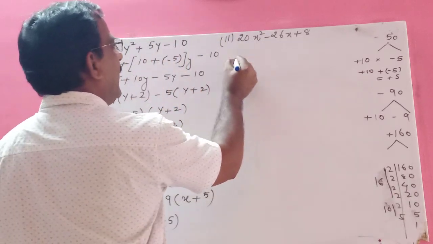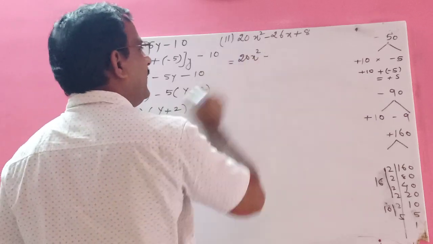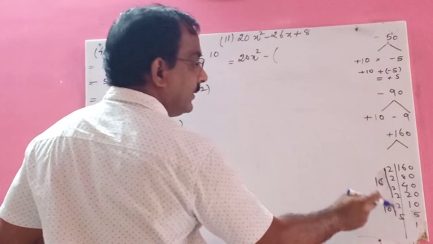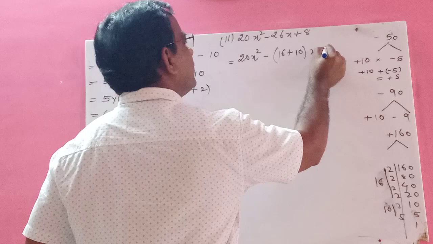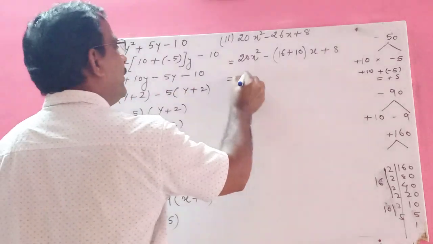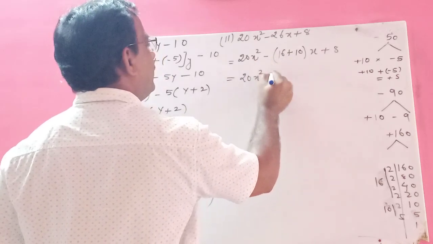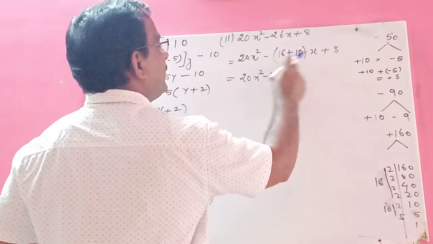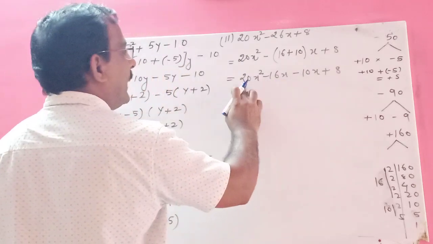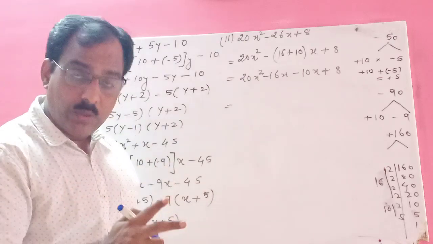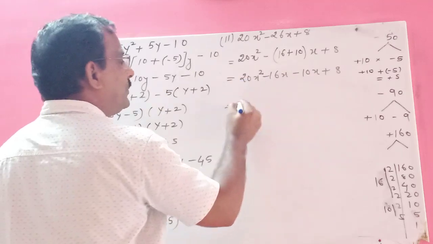See, now I am writing this one. This is 20x square minus bracket 16 plus 10, so 16 plus 10 x plus 8. This will become 20x square, multiply 16 with x minus 16 with x minus 10 with x, and plus 8. Among this, 20 and 16 both are divisible by 2 as well as 4. So we will take the greater number. From these two take common.